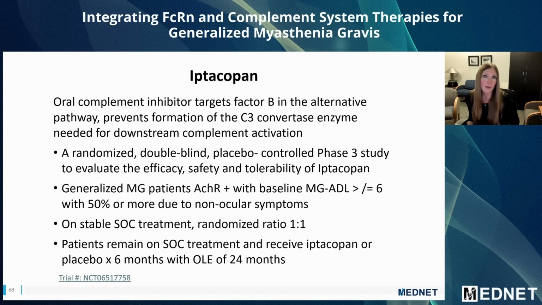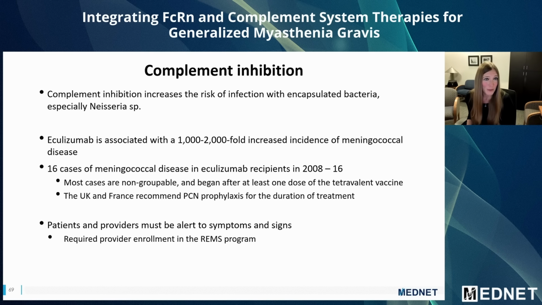Lastly, the last in-development complement inhibitor is an oral complement inhibitor. So that targets the alternative pathway. This is an ongoing trial currently recruiting, targeting acetylcholine receptor positive patients with generalized MG. So that would be remarkable if that shows efficacy. We'll see as it's ongoing, because that's an oral therapy.